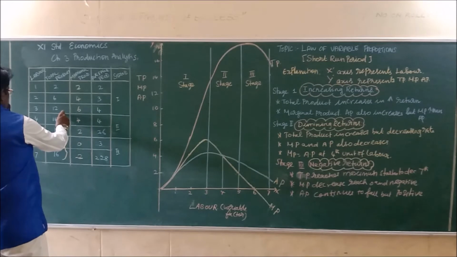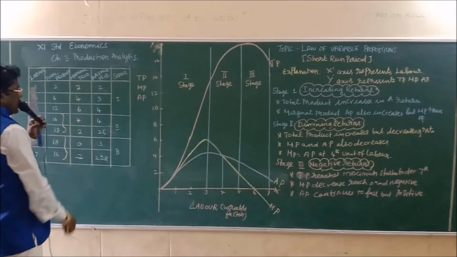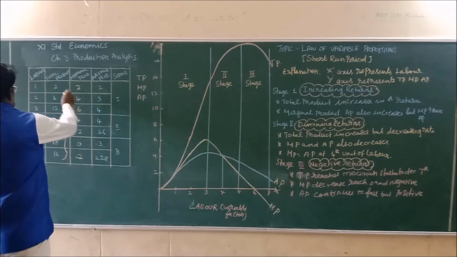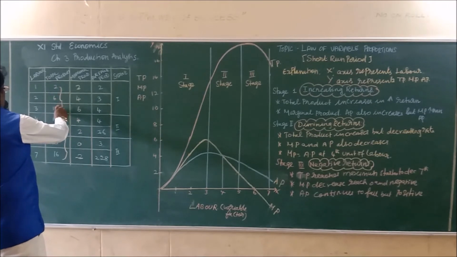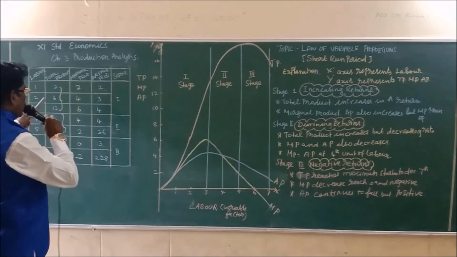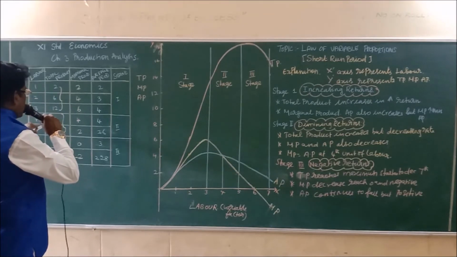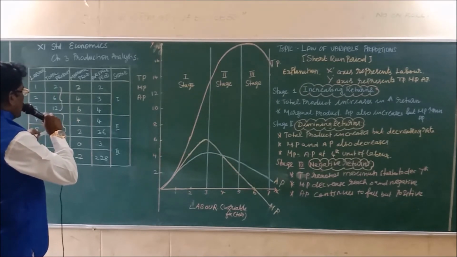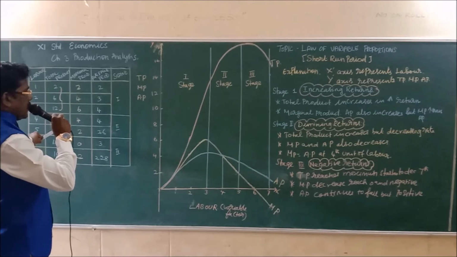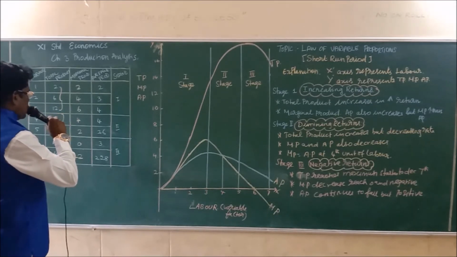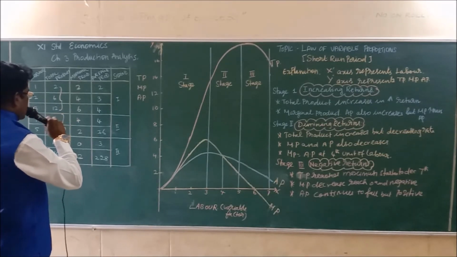So the 4th and 5th is called diminishing returns. And 1st, 2nd, 3rd, increasing returns. So increasing the level of production at an increased rate. In the second stage, production increases but at a decreased rate. And the third stage is negative returns.